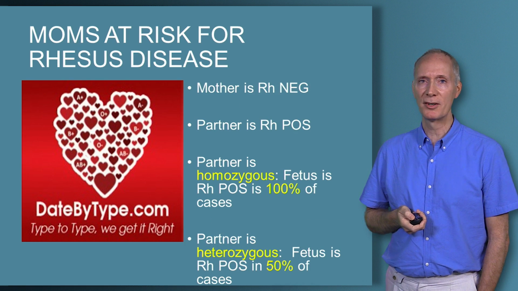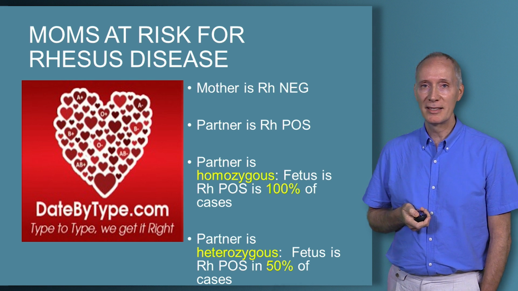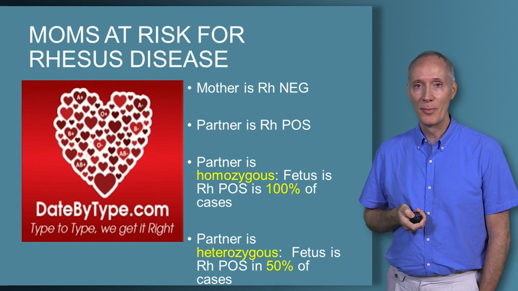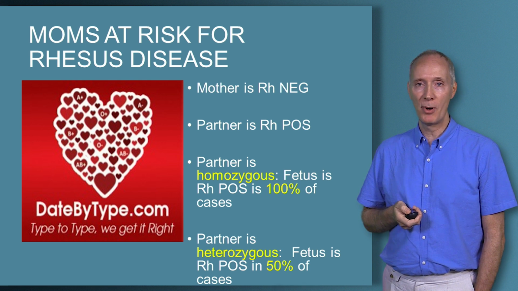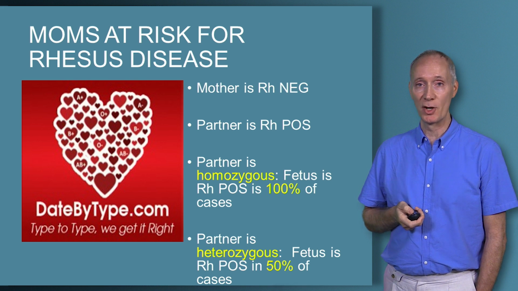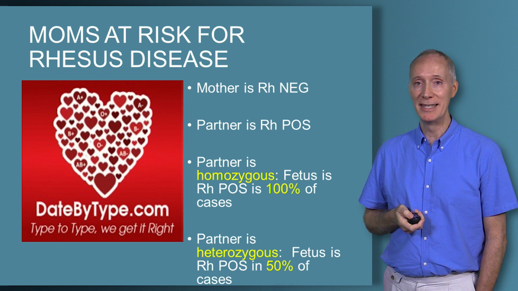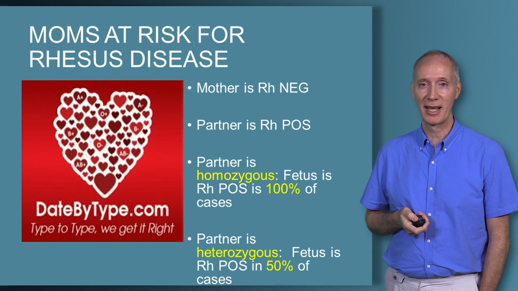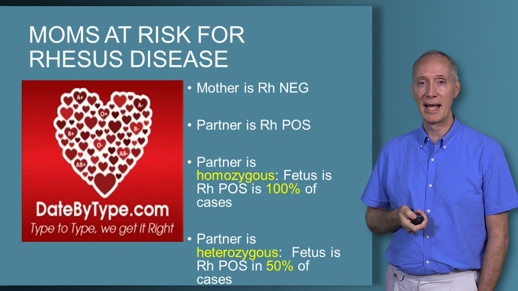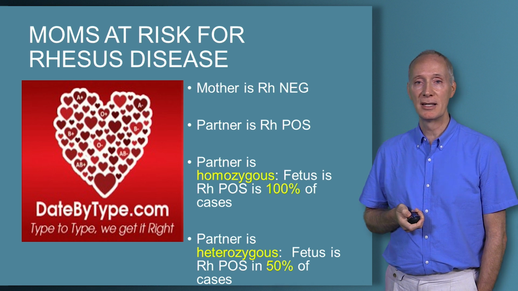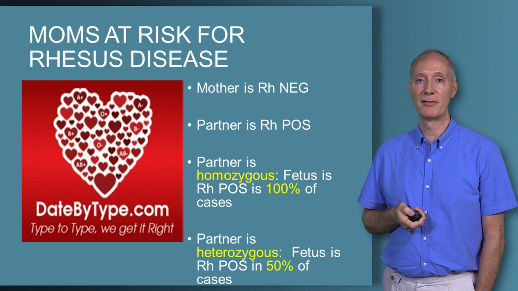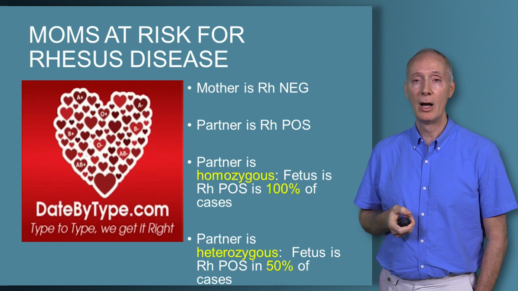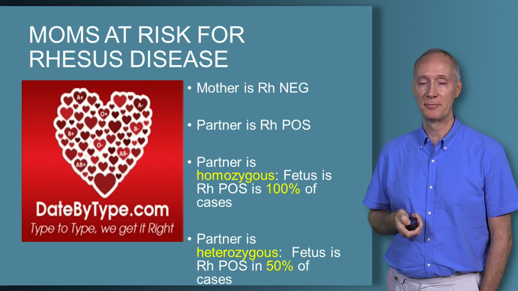Now, which moms are at risk for rhesus disease? The mother that's at risk for rhesus disease is a mom who is rhesus negative and whose partner is rhesus positive. Now, if the partner is homozygous, means he has a big D on each allele, the fetus will be rhesus positive in 100% of cases. If the partner is heterozygous, the fetus is rhesus positive in 50% of the cases, because the father can either give the small d or no big D or a big D to the fetus.